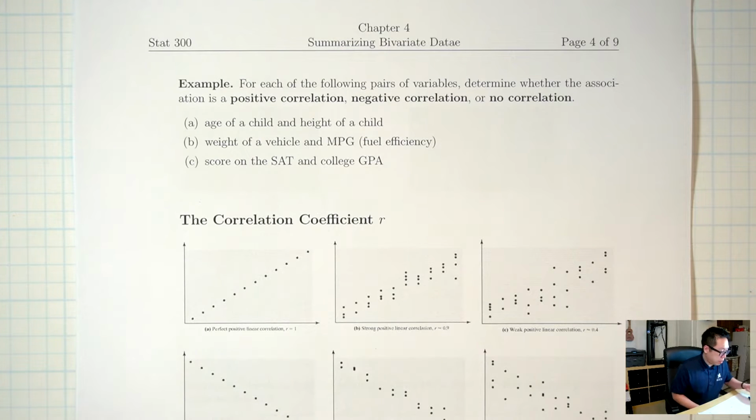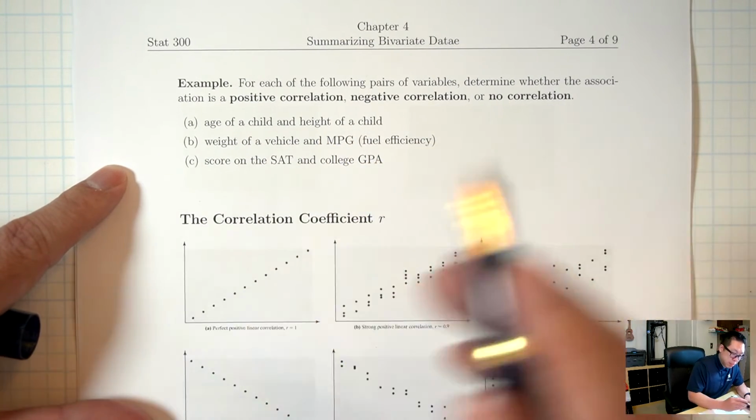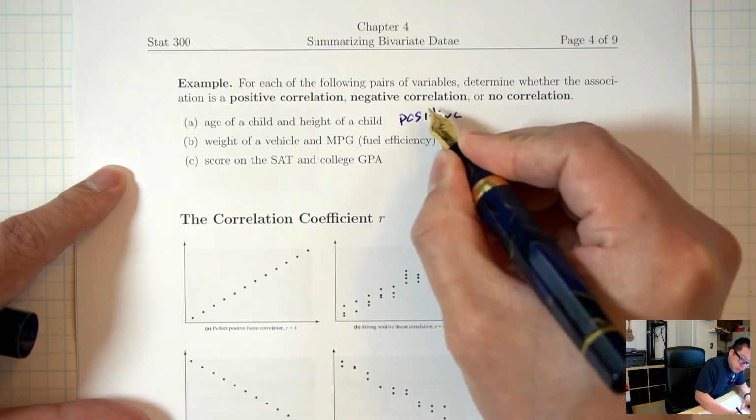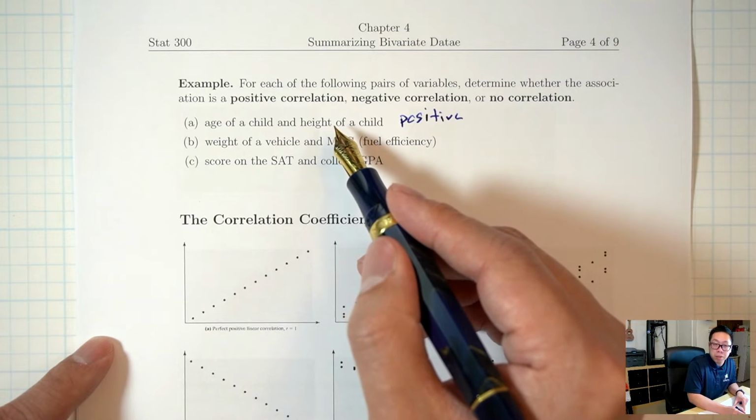Probably increase, right? Because as a child gets older, we expect them to get taller. So because of that, this is going to be positive. Because if one variable increases, we expect the other one to also increase.